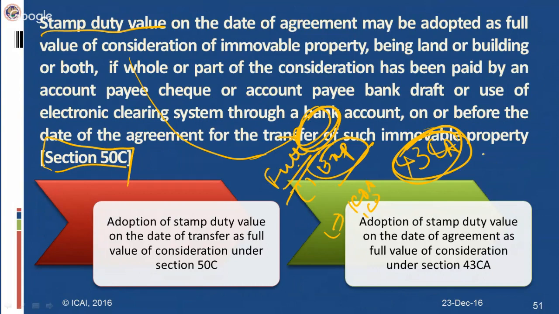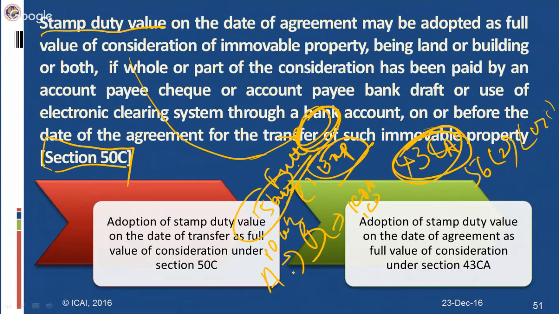And another, in the hands of the recipient, like suppose you're transferring immovable property, land and building, for inadequate consideration to another person. If A transfers to B an asset for 10 lakhs consideration, and the stamp duty value happens to be 15 lakhs, for A the full value of consideration will be 15 lakhs. B pays 10 lakhs for this, so 5 lakhs will be chargeable to tax under 56(2)(x) in the hands of the recipient as income from other sources.